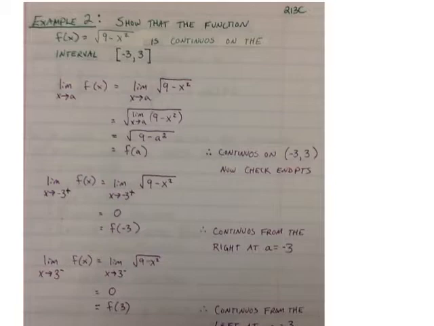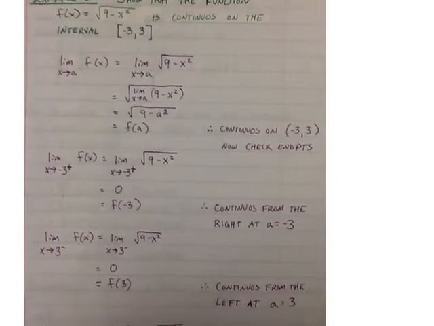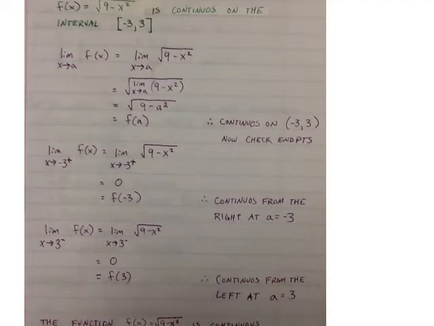So we're checking first a right-hand continuity. So we're approaching -3 from the right side, and we plug in, find the limit, and we find that the limit of that is 0, which does equal f of -3. So the function is continuous from the right at a equals -3. And then we want to see if the function is continuous at +3 from the left-hand side.